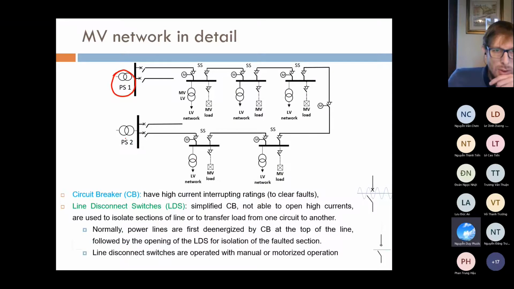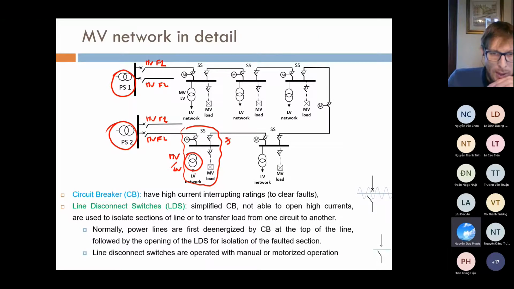So primary substation 1, primary substation 2, okay? From here, what happens? You have medium voltage feeder 1 and medium voltage feeder 2, okay? Then here you have some secondary substations in which you have a transformer from medium voltage to low voltage, and from here you have the low voltage network, okay?